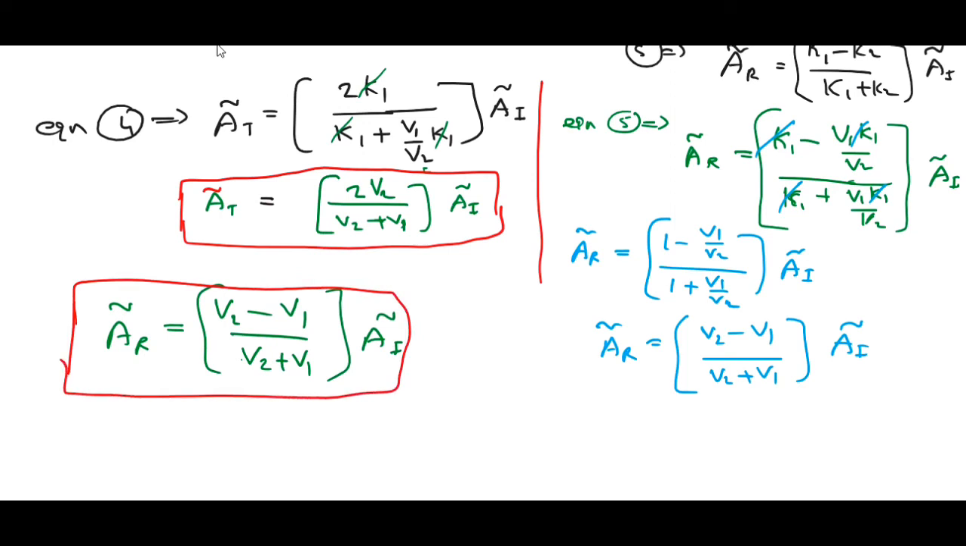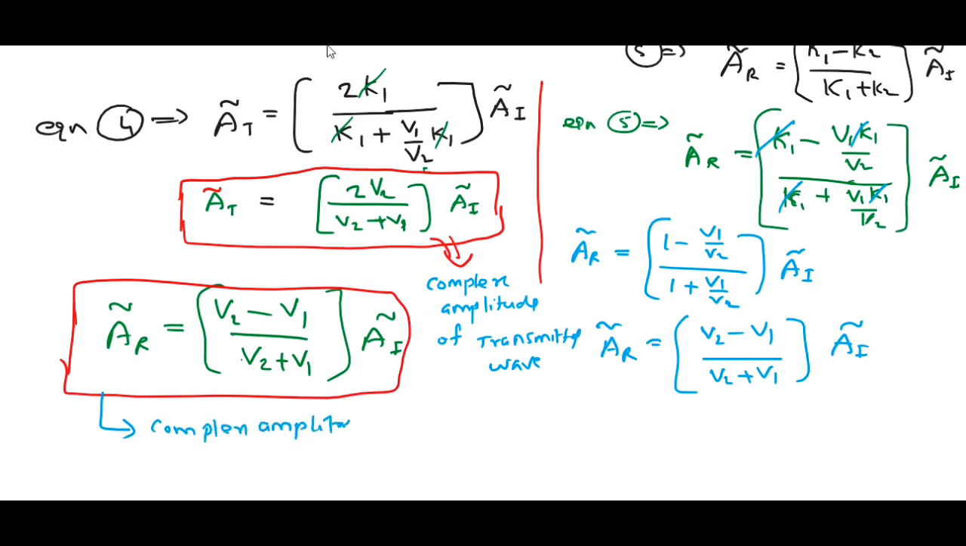Thus, the amplitude obtained here is not the real amplitude. These are all complex amplitudes. That is, this is the complex amplitude of the transmitted wave, and this is the complex amplitude of the reflected wave. We want these amplitudes in the real form, not in the complex form. That is, to obtain the real amplitudes, we will do the following things.